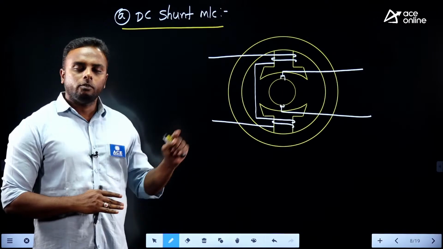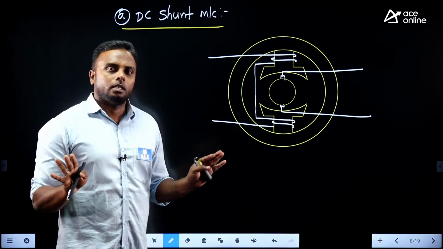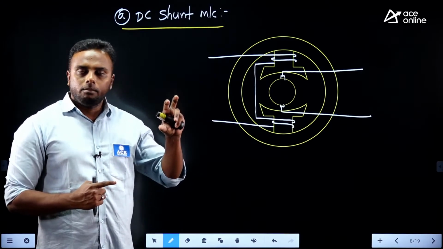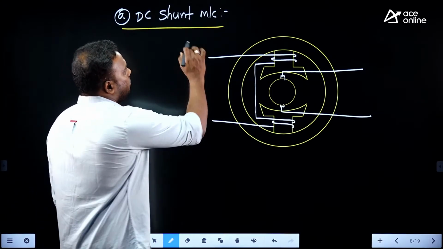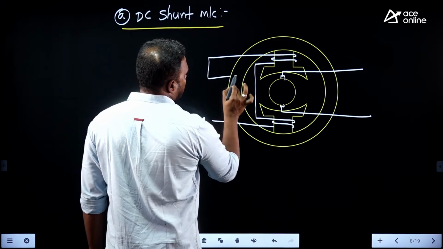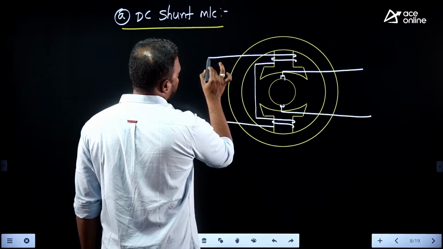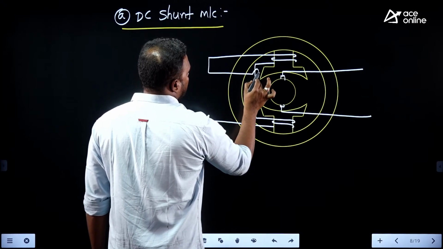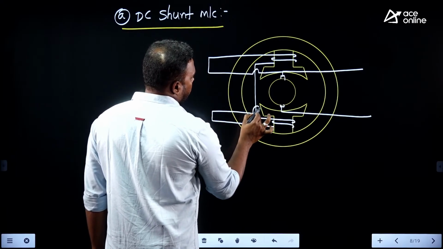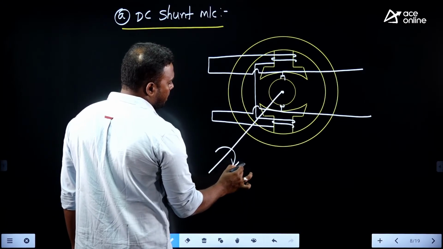But right now, in self-excited, the field winding and armature winding are not isolated. They are electrically connected. And how are they connected? If they are connected in parallel, we call that shunt. So if you want a shunt machine, connect this field winding in parallel with the armature like this. The field winding is excited in parallel with the armature, and this is rotating at a speed n.